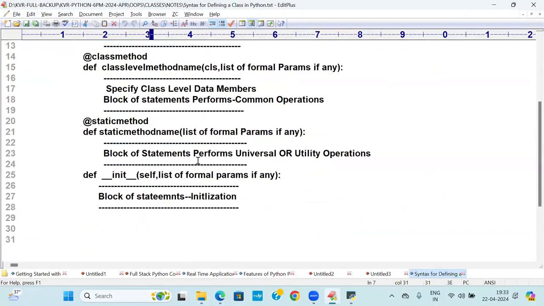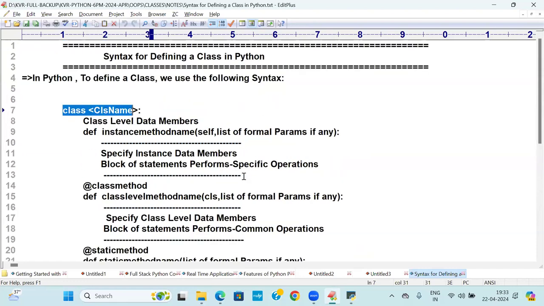Class, see the syntax of the class. What people say in our colleges is that a class is a collection of objects. That is a blunder, and I will prove it within two minutes. They'll say it only in theory, without practicals.